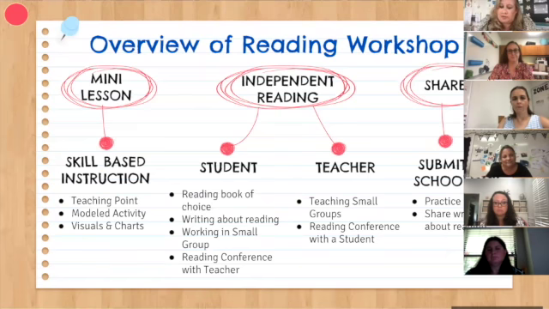But basically, we start off with a mini lesson. Our mini lessons are usually revolving around a read aloud, so we can have our teaching point and model our activity. We have lots of anchor charts, lots of visuals to really help all the different ways different people learn. So they're exposed to stuff in all different ways. Then they'll go off and do their independent reading.